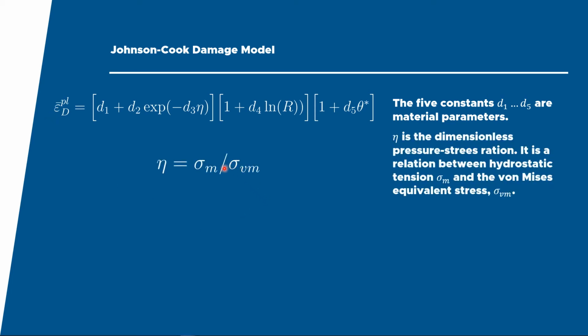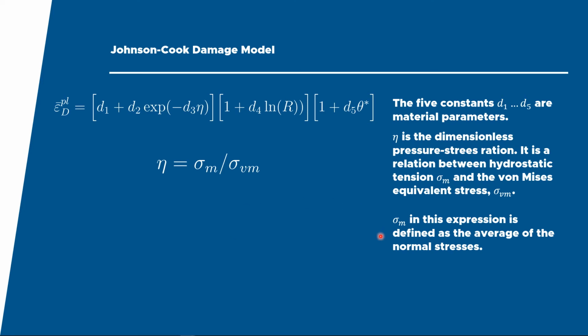We have just defined some parameters here. First, let's define this eta. This eta is the dimensionless pressure stress ratio. Sorry for this E word right here. So it's just a relation between the hydrostatic tension, sigma m, and the von Mises equivalent stress, sigma vm.